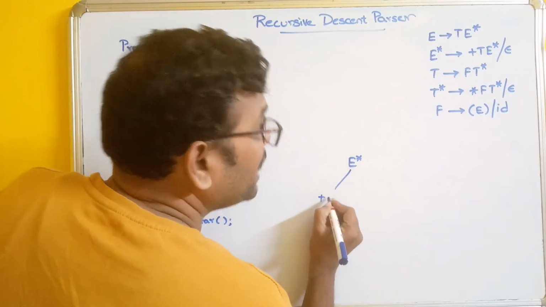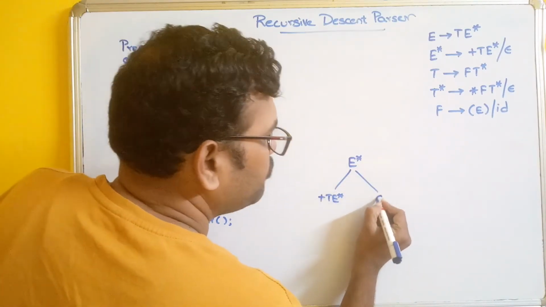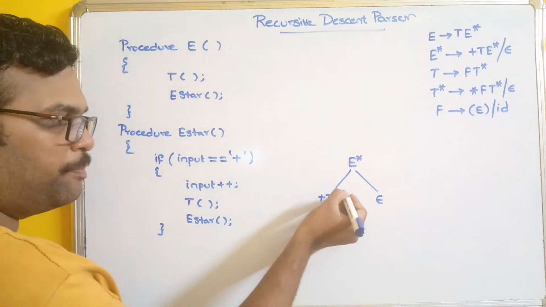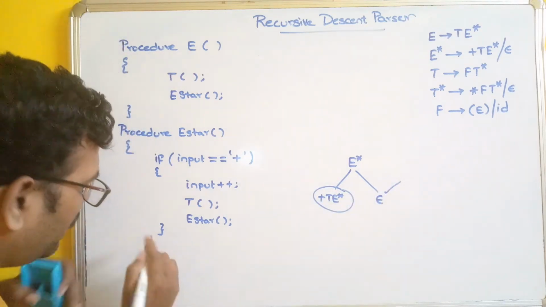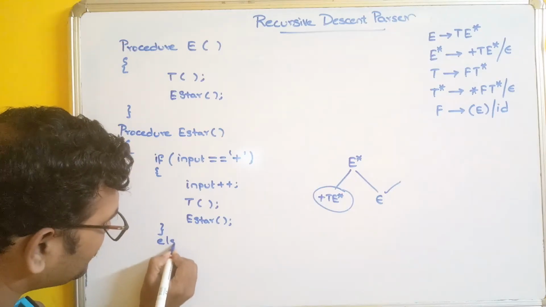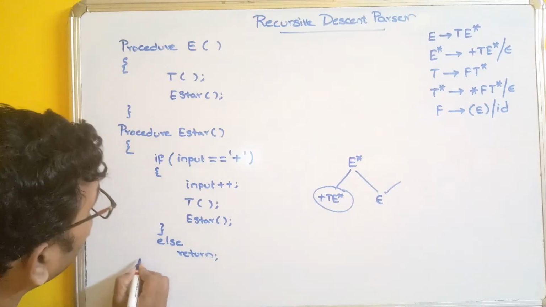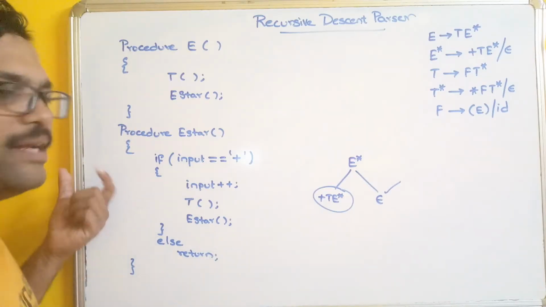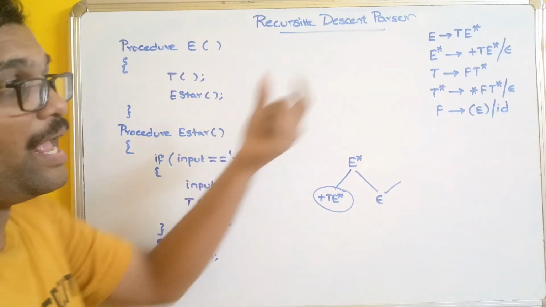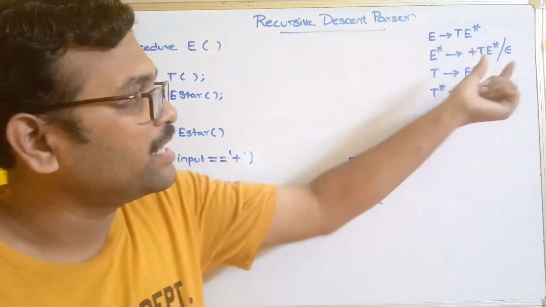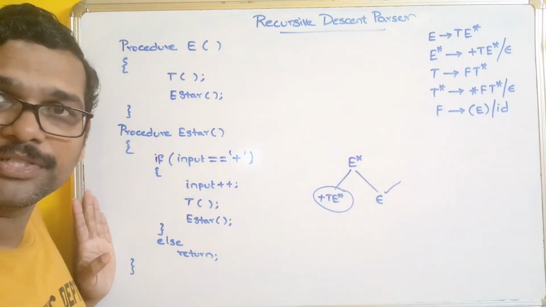One is plus T E star, another production is epsilon. So if the input symbol is not plus, automatically the input symbol will be epsilon. So here we can write it as else, simply return. So this is a procedure for E star. Hope you understood now, right? So here we are having two different productions, and the complete two productions should be written in a single procedure. I have written in a single procedure.